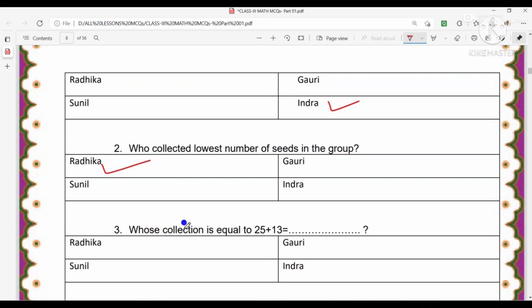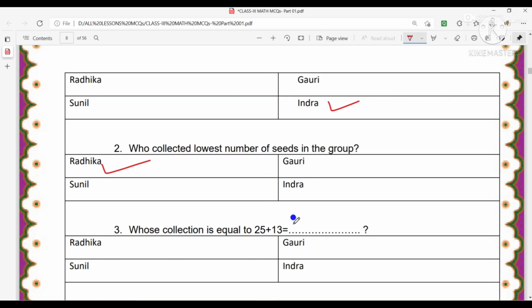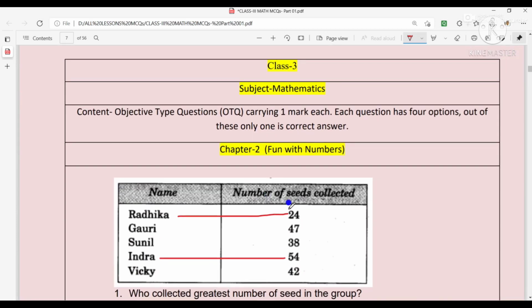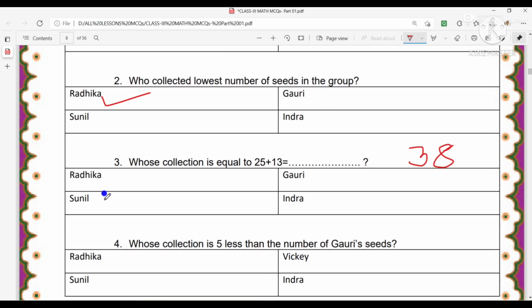Whose collection is equal to 25 plus 13? 25 plus 13 equals 38. So we have to find out who had collected 38 seeds. Sunil. So the answer will be Sunil.